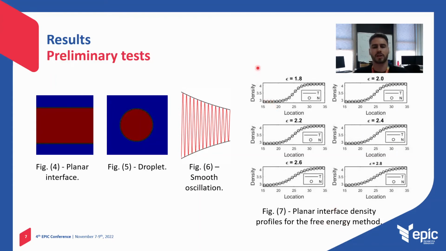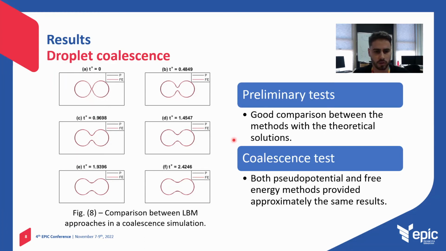Since we are generating these different phases with a continuous force, we don't have a discrete interface between the two phases. We have a continuous interface. So along the domain, the density continuously changes from the density of one phase to the density of the other phase, and we can control the thickness of this interface. For the free energy method, we compared these density profiles with the analytical solutions and obtained very accurate results.